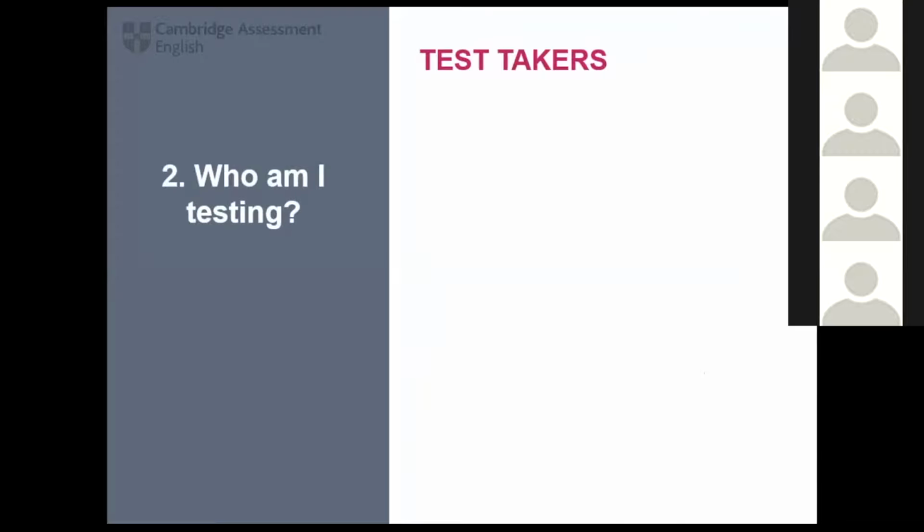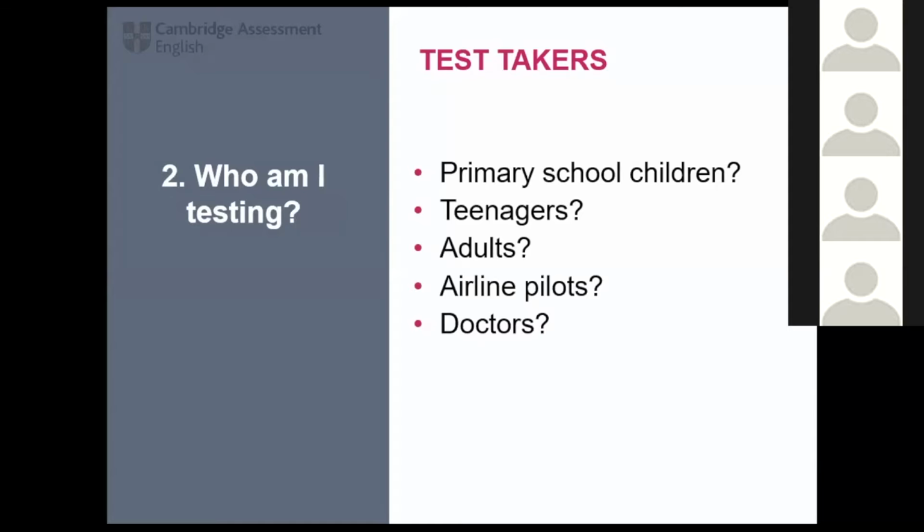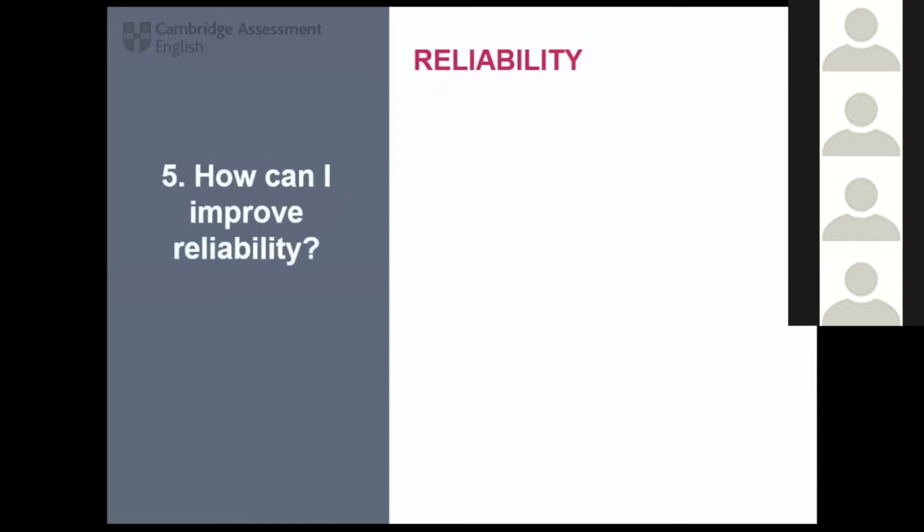Second question that I'm asking myself is, who am I testing? Obviously, this should be a very clear answer, because as a teacher of a classroom, you should be aware of not only the level of the learner, not only the level of the English proficiency, but also the individual types of learning, the problems that they face, the challenges that they encounter. And how can I make sure that my test is reliable?